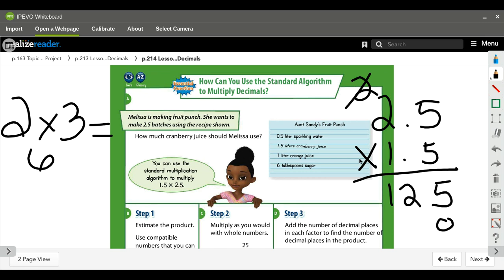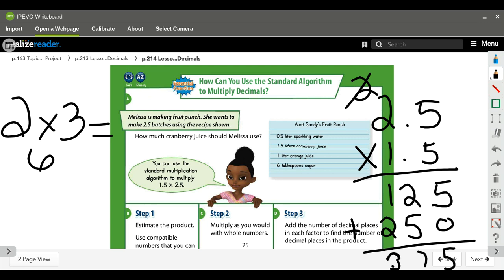Okay. Now I'm going to multiply by this value right here, the 1. So I'm going to do 1 times 5, which is going to be 5. And then 1 times 2, which is going to be 2. I'm going to add those together, and when I add those together, I get 5, 7, 2, 3. Okay, so I get 3 and 75 hundredths.